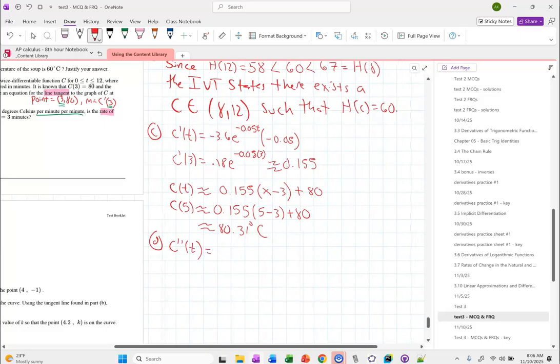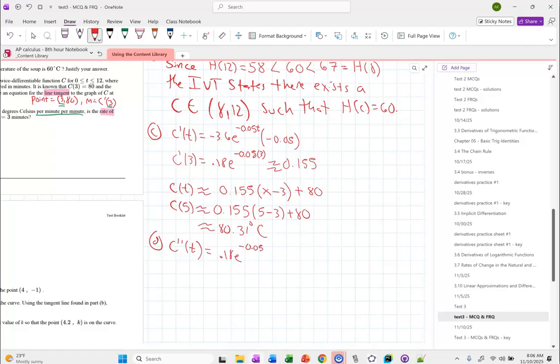So C double prime of t is going to be 0.18 e to the negative 0.05 t times negative 0.05. I think it's that guy.